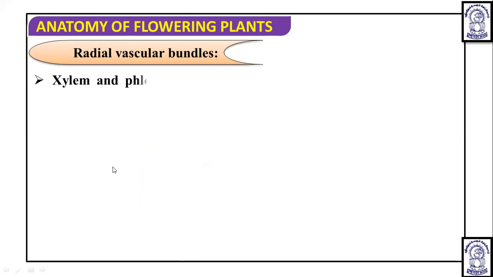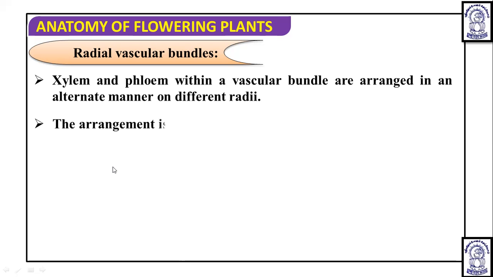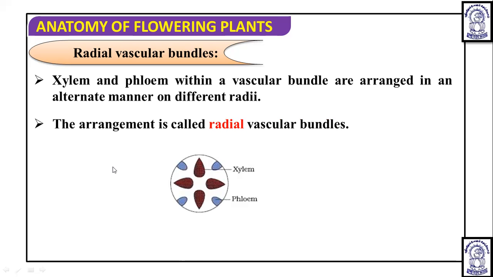But radial vascular bundles are seen in the case of the root. In this, xylem and phloem within the vascular bundle are arranged in an alternate manner, on different radii. If somebody asks for a definition of conjoint, we say that xylem and phloem are present at the same radius. But in a radial vascular bundle, the xylem and phloem are present at different radii. This arrangement is known as a radial vascular bundle, and here cambium is always absent. So they are always in a closed condition, we can say.